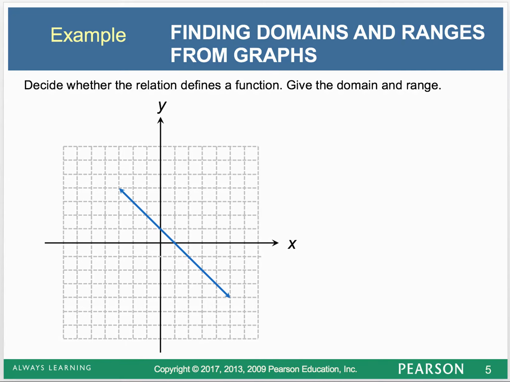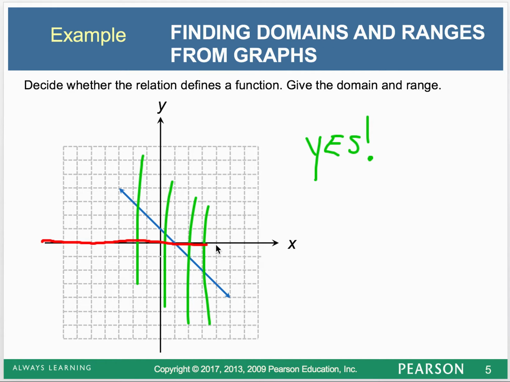Okay, what about this one? Vertical line test. There's nowhere that I can cross that with a vertical line and it crosses it twice. So yes, this is a function. Okay, now domain and range. Domain, my x's, I'm looking across here. So there's no graph, no graph, no graph.